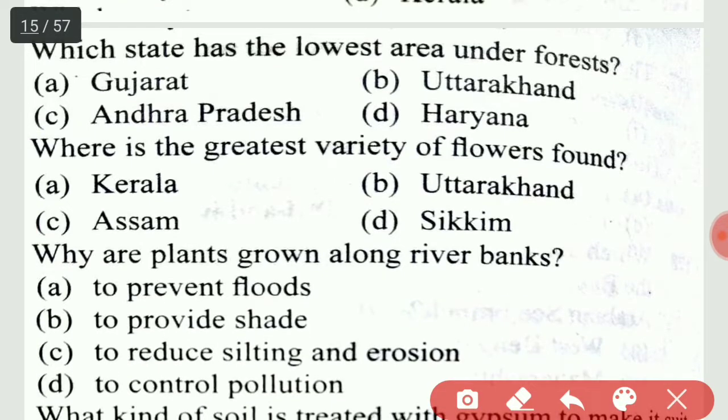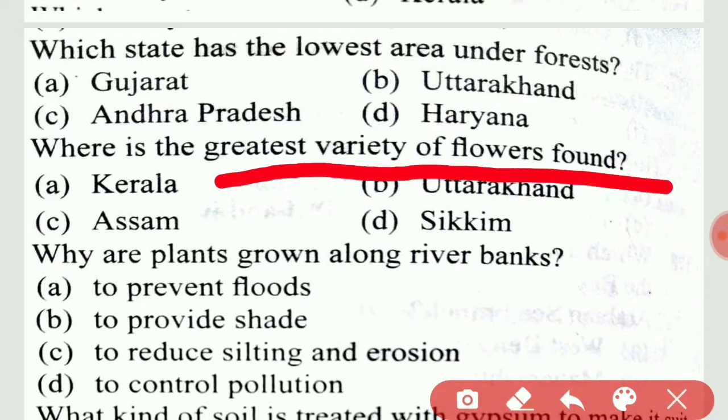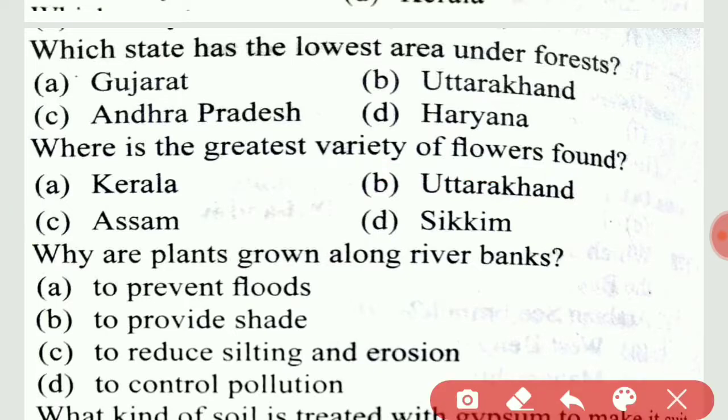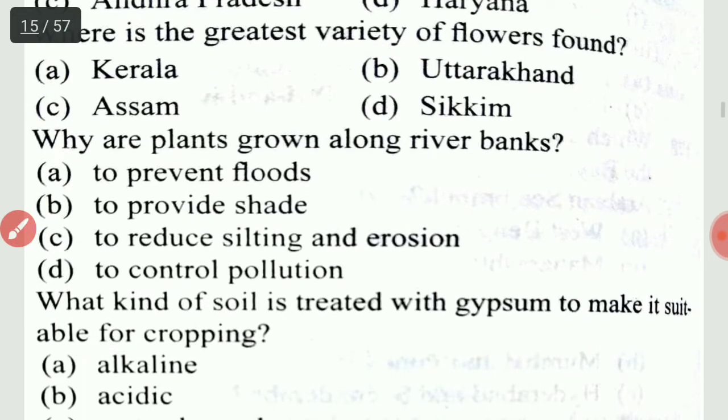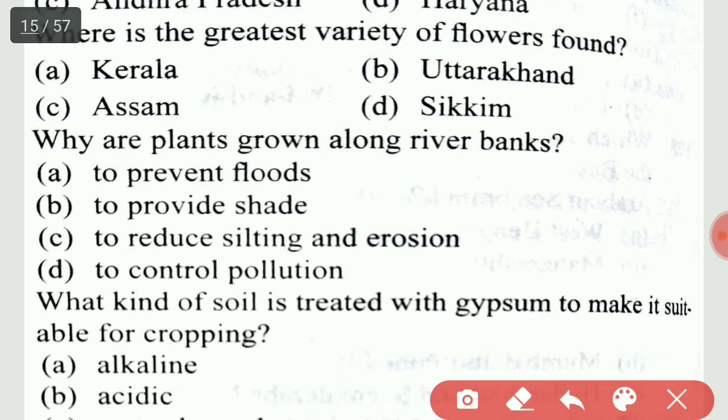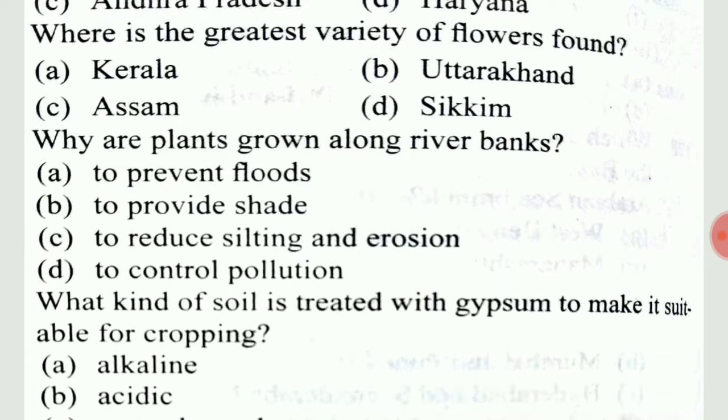Where is the greatest variety of flowers found? Greatest variety of flowers found in Uttarakhand. Next, why are plants grown along riverbanks? The correct option is option C, to reduce silting and erosion.